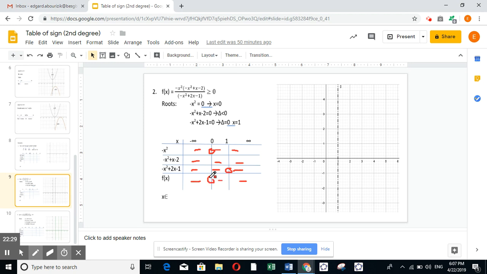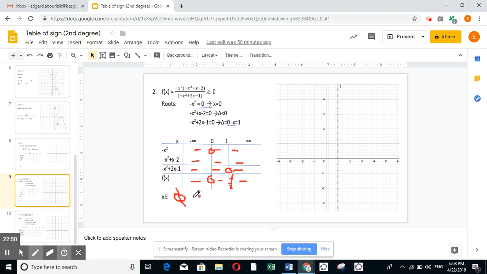It's possible to be 0 because it's the numerator. Here I don't have roots, and I have here the root at denominator, but since I cannot divide by 0, at 1 it is what? It is an asymptote. So I want it bigger or equal to 0, so I don't have anything to be bigger or equal to 0, so it's phi, it's the empty set.